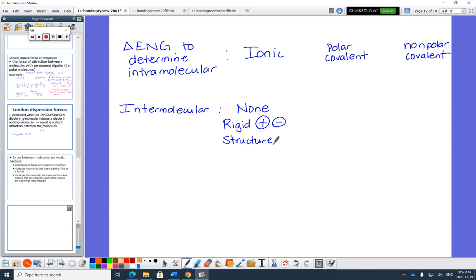So if you want, you could even put a definition up here if you still have space. Like this is transferring electrons. This is unequal sharing. Equal sharing. If you want to emphasize it for yourself, okay? So the fact that ionic transfers, plus minus, plus minus, plus minus, boring.